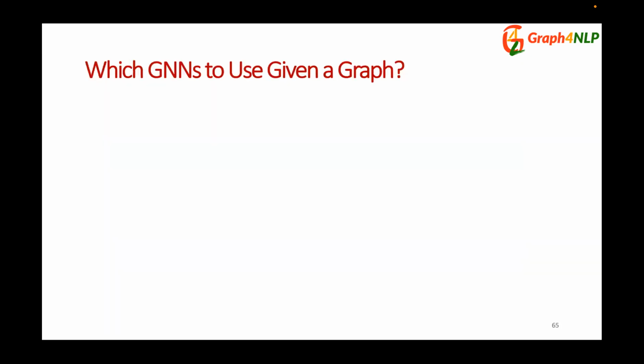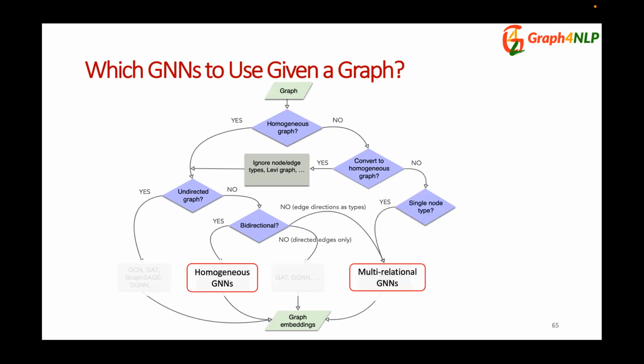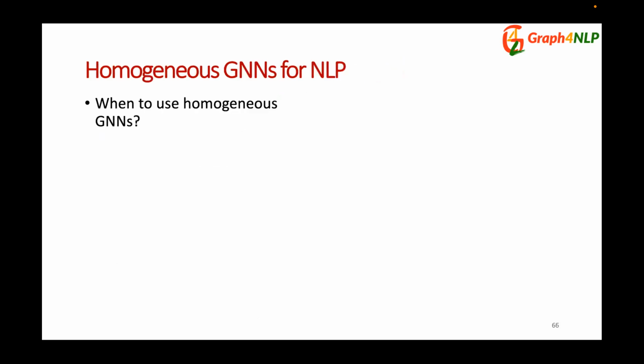So let's see the overall road map on which GCNs to use given a graph. This works like a decision tree, which we summarize to help you make this decision. In short, we will decide whether to apply homogeneous GCNs, multi-relational GCNs, or heterogeneous GCNs based on the input graph types. So let's first talk about homogeneous GCNs for NLP.